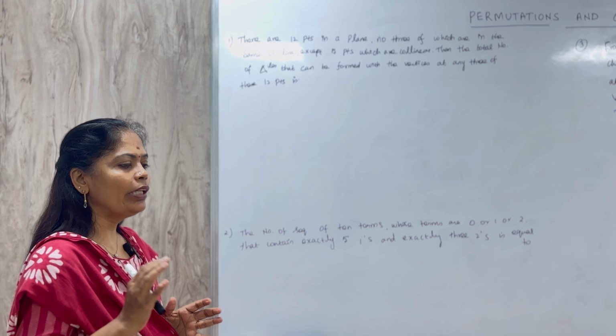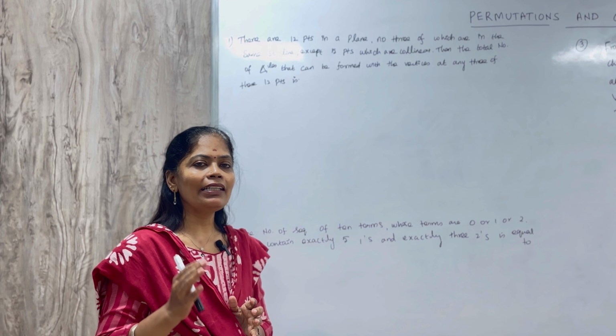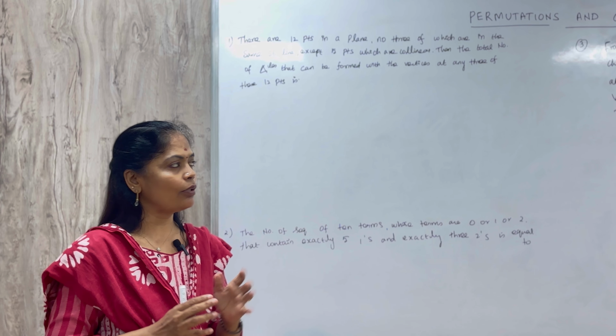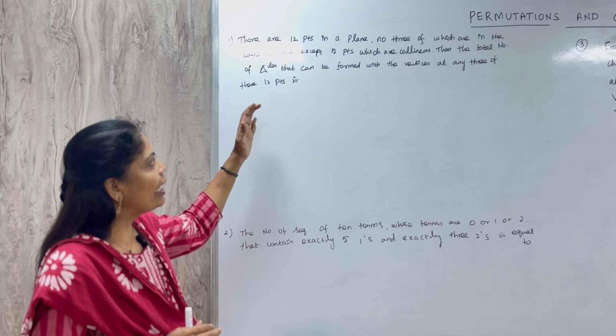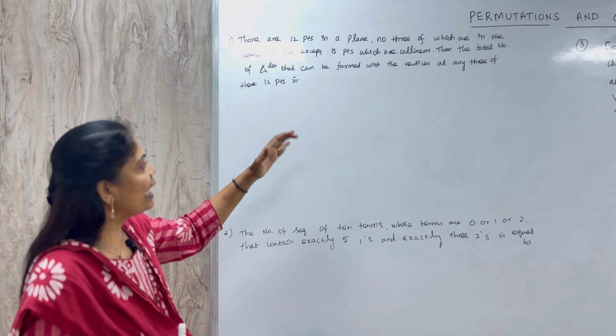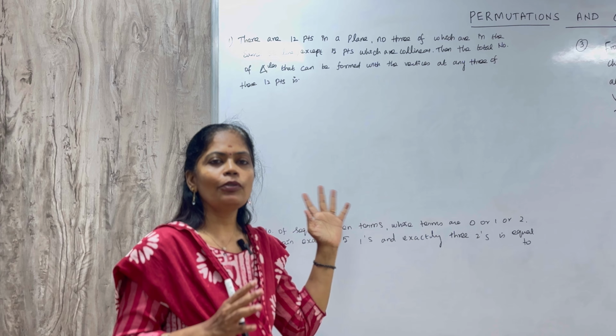5 points are collinear. What is collinear? Collinear means all the points lie in the same line. Then the total number of triangles that can be formed with the vertices at any 3 of these 12 points. How many triangles can be formed using these 12 points?